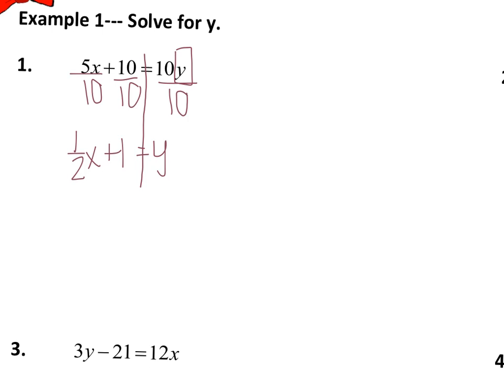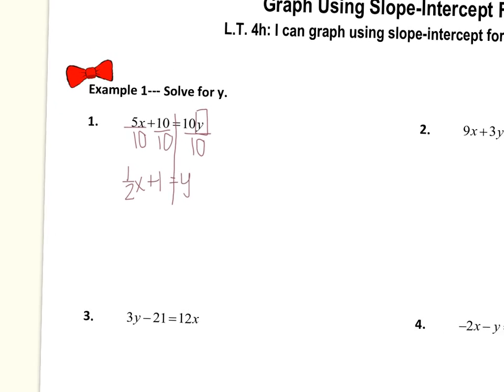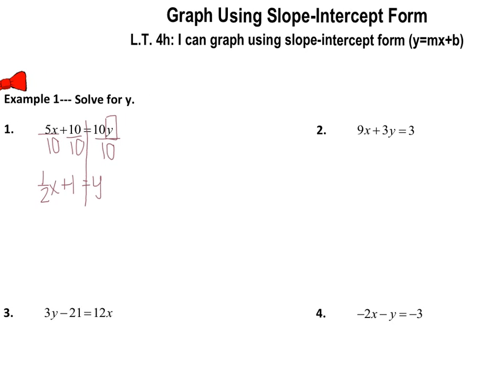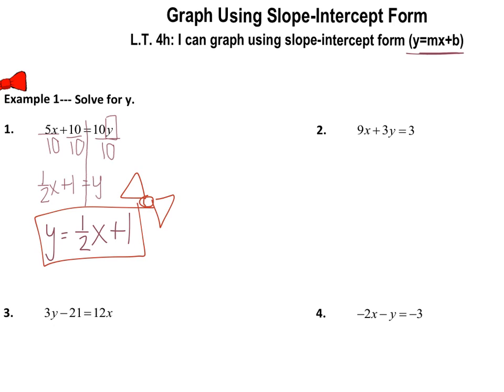And when you're writing your final answer, again, we want to write this so that it looks like this format up top here. So I want to rewrite that. So it's y equals, my x is going to come first, and then plus 1, and then I can put a pretty little box around this with those bows Miss Olson loves so much.